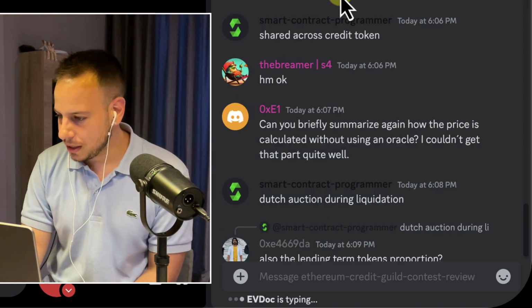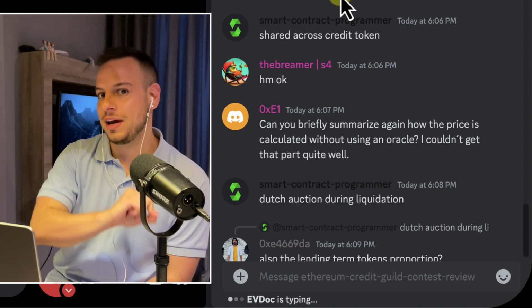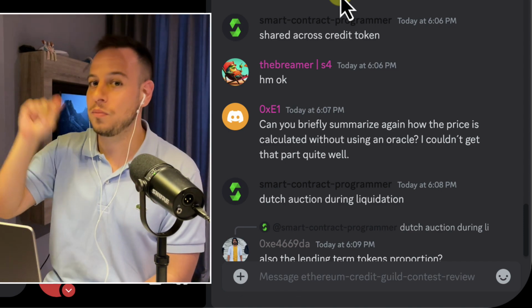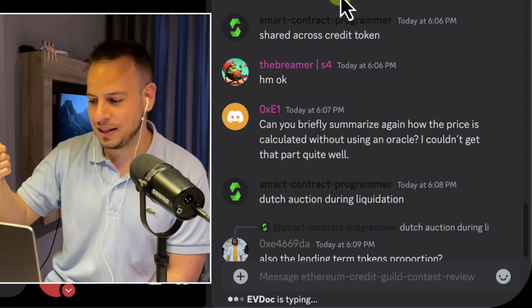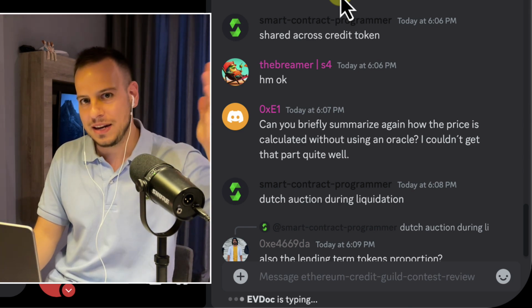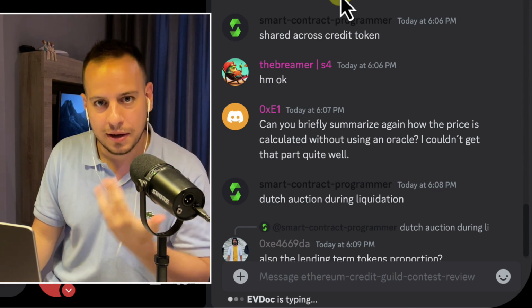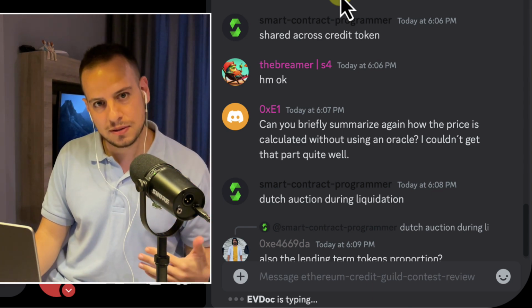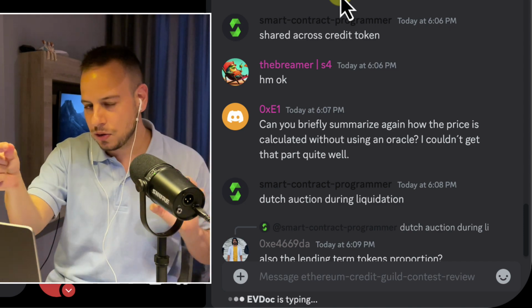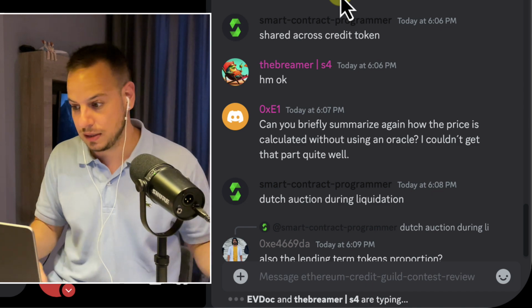So the credit multiplier is global. Yes. The credit multiplier is global per credit token. A credit token can have multiple lending terms, right? And the credit multiplier is changed across all these lending terms. Any time one lending term reports a loss, this credit multiplier is decreased, which means the ratio between the PEG token and the credit token is changed. More credit tokens are offered as a discount.